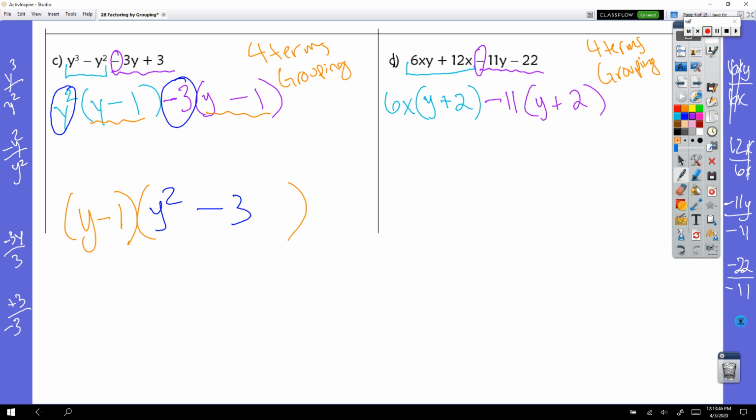Okay, look at the parentheses. Do you notice that the parentheses are exactly the same? So based on how we've done stuff before, we've gone currently from 4 terms to 2 terms.